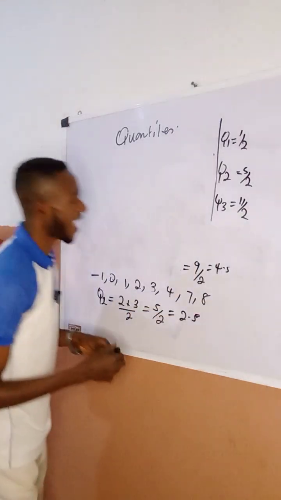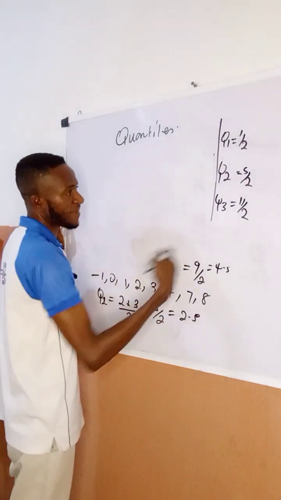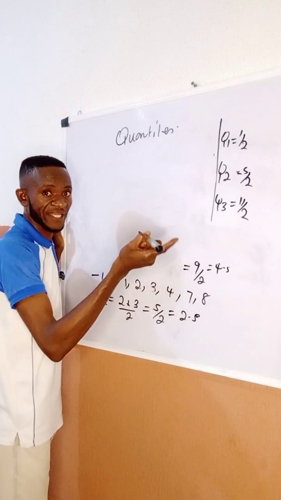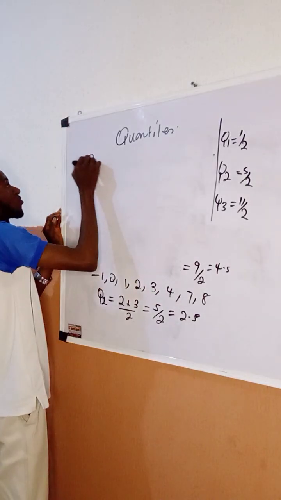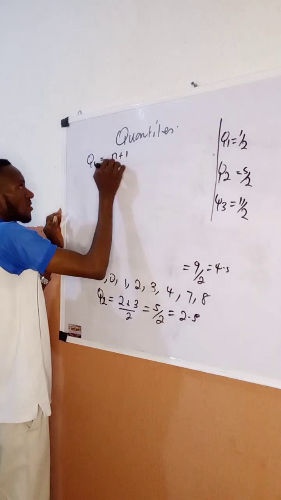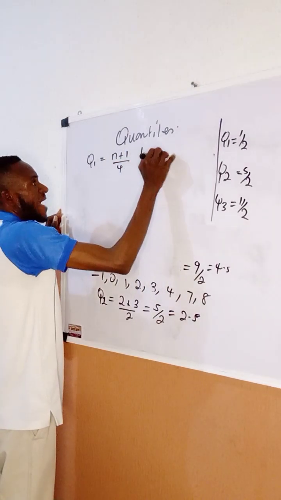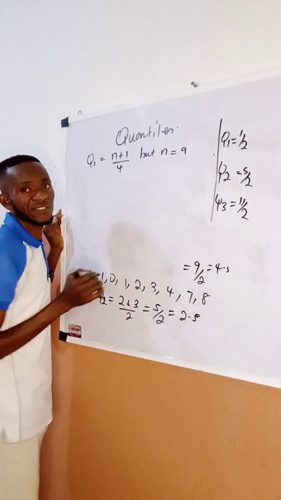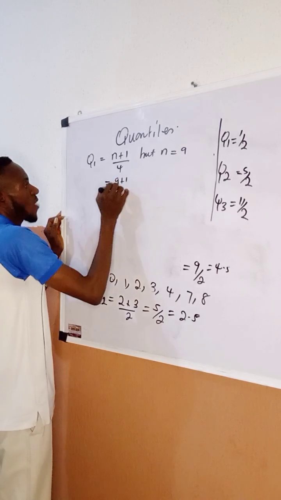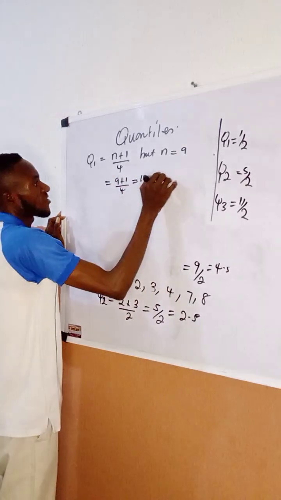So when I do something, I want to find my Q1. Of course, I have adjusted that my n is no longer 8. n has become 9. So my Q1 equals n plus 1 all over 4. My n now equals 9, so this equals 9 plus 1 all over 4, which becomes 10 over 4, which becomes 2.5.